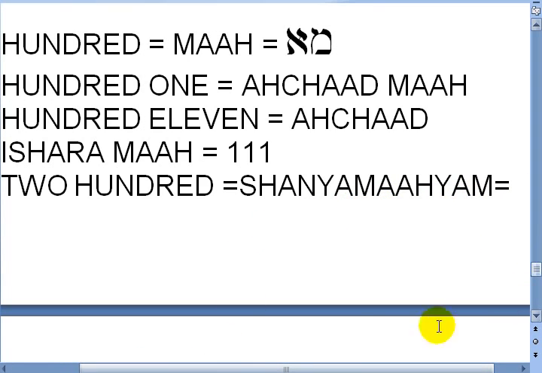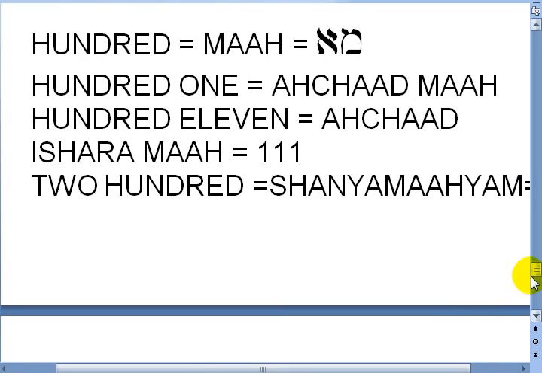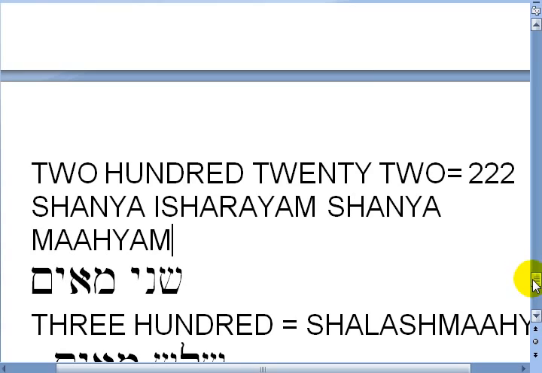Now this is probably going to be a little more difficult, but brothers, if you study it, you'll get it. You just got to get familiar with the numbers. Once you get familiar with the numbers, then you'll get it. So 222 is Shanya Aisharayam, which is 22. Shanya is 2. Ma'ayam is 100. So 200. Shanya Aisharayam Shanya Ma'ayam is 222.